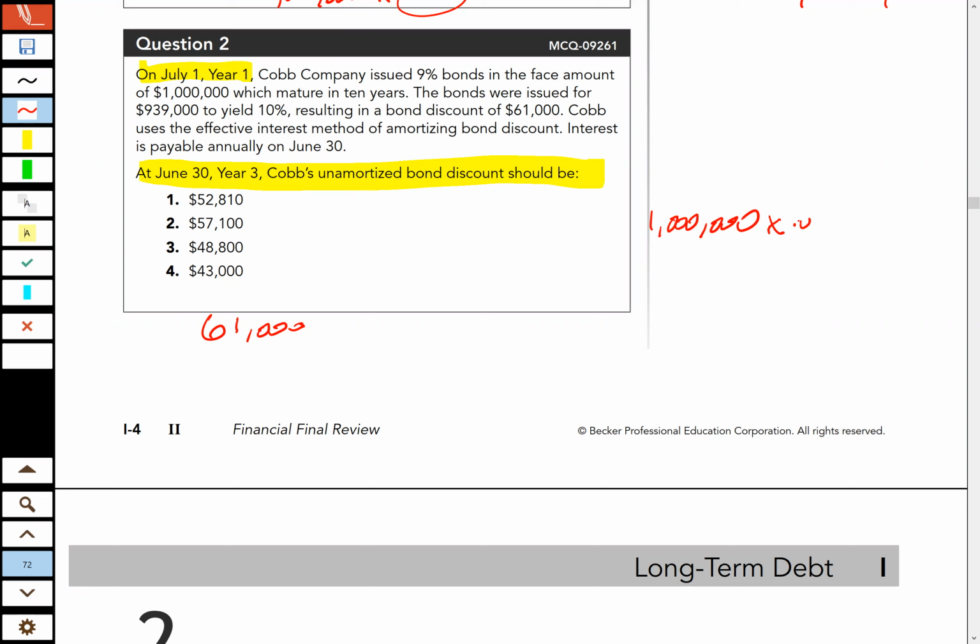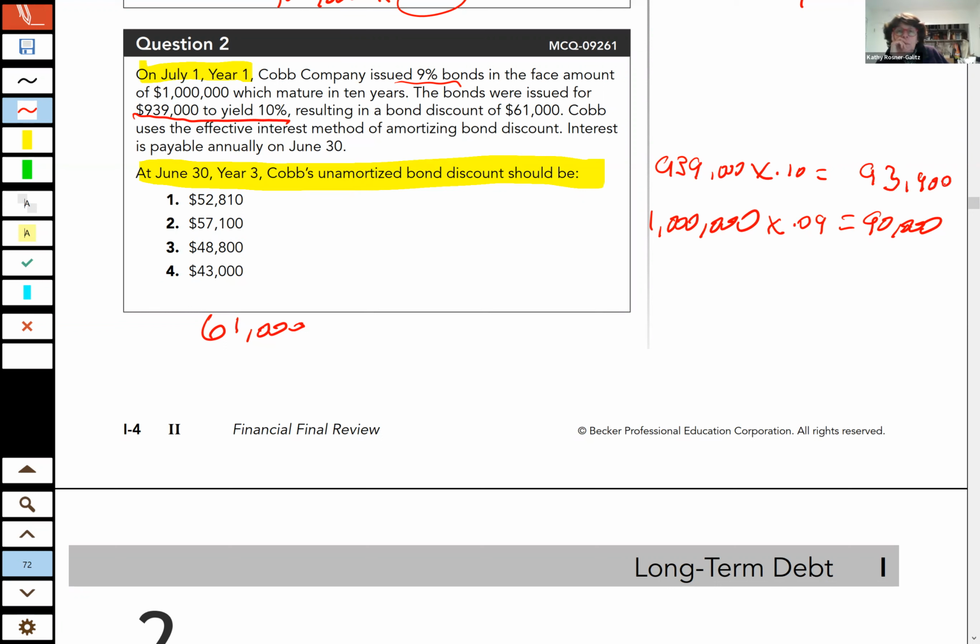And they tell me that it was a 9% bond. So it was issued to yield 9%. That's 90,000. But I need to take the carrying amount of the bond and use the yield rate, don't I? So I look at that as 939,000, and I multiply that by 10%, and that gives me 93,900. Am I doing my math right? Yep. Okay. Now I look at the difference between those, and that difference is 3,900.